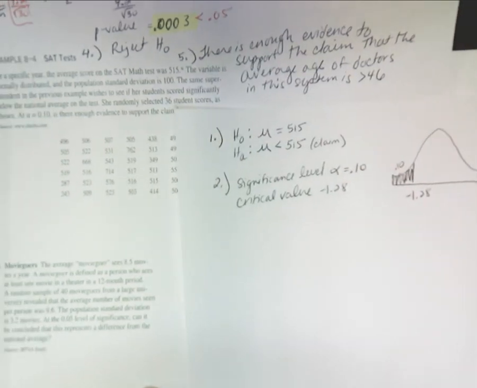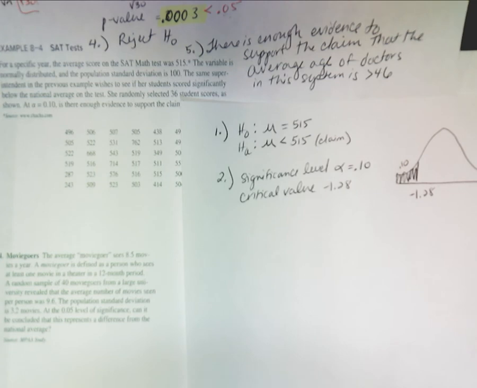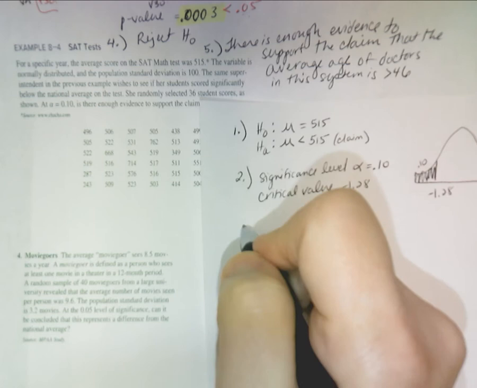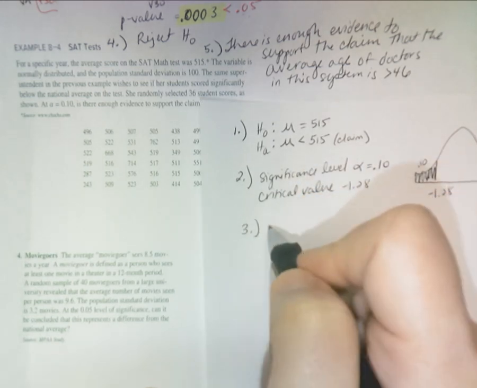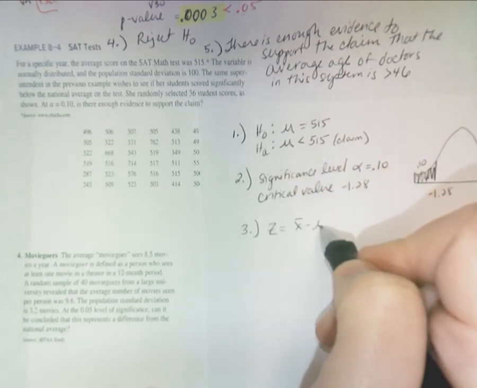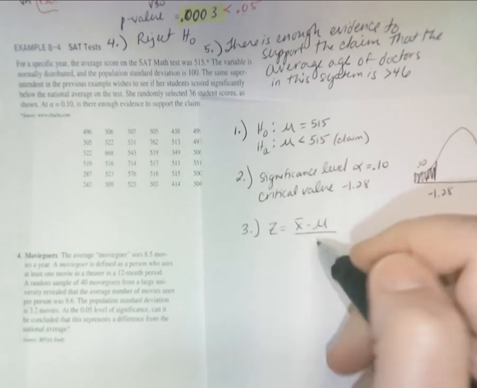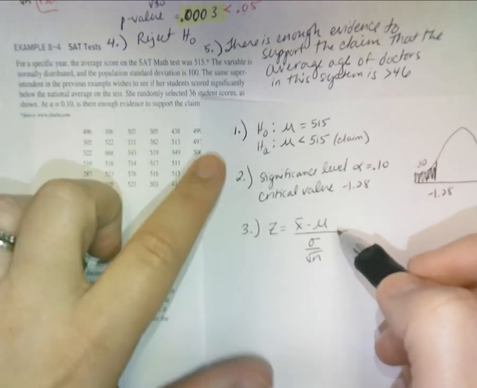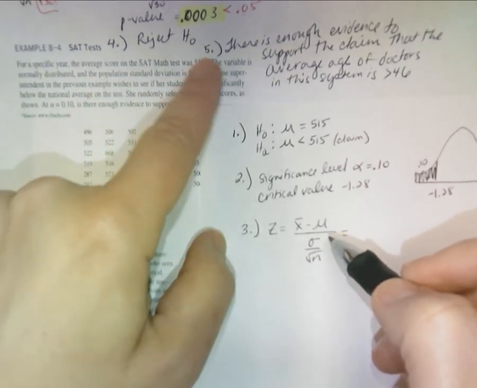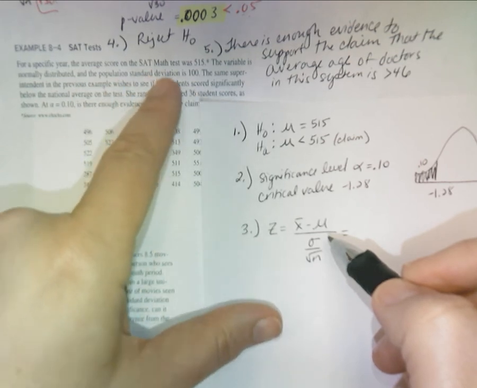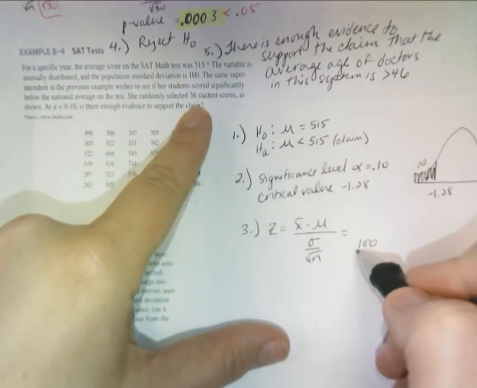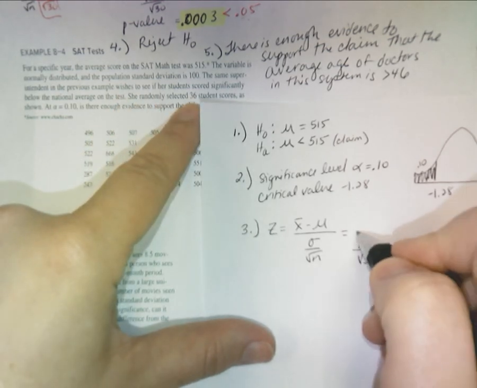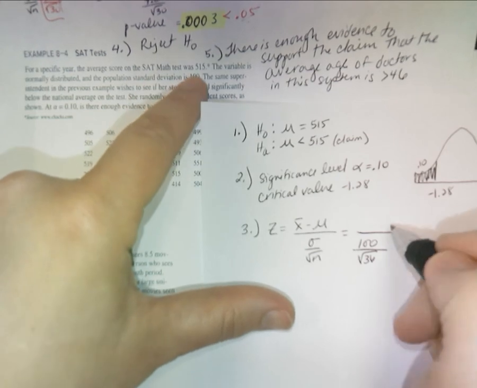Okay. Now that we've calculated that, we actually have to compute our test statistic for our example here. Remember, think of yourself as the researcher doing this. So Z is equal to X bar minus mu over standard deviation divided by square root of n. So let's read through this and see what it is. The variable is normally distributed. The population standard deviation is 100, so we know this is going to be 100 right here. We know she randomly selected 36 people, so it's going to be square root of 36 here. The national average is 515.